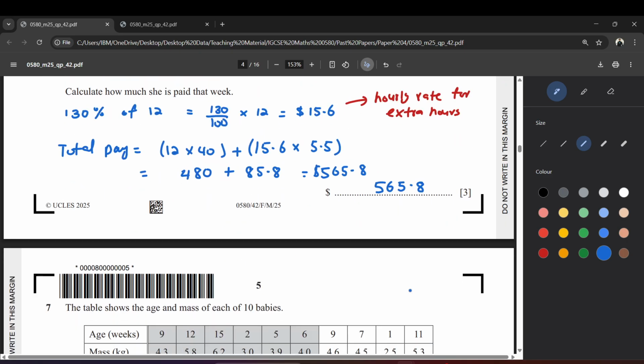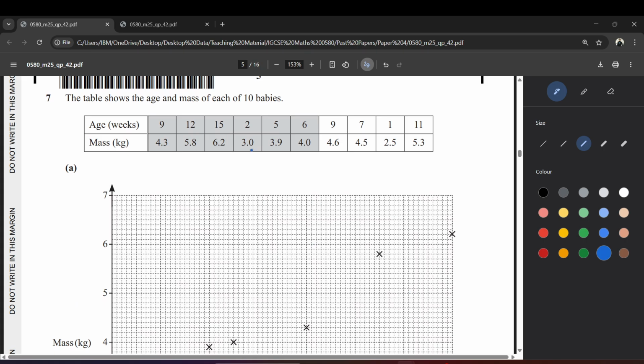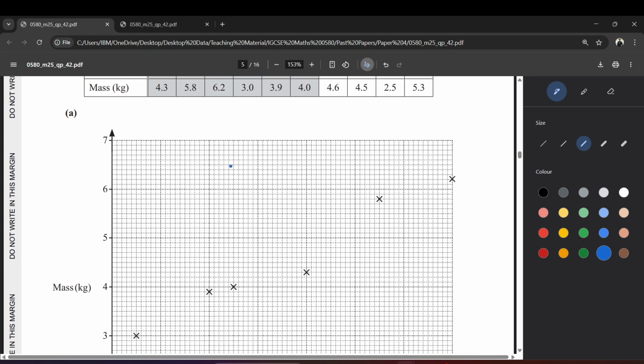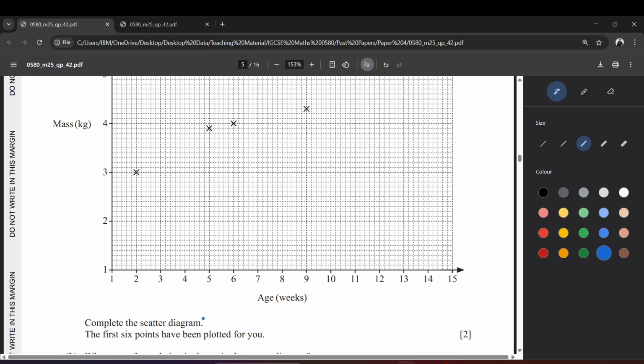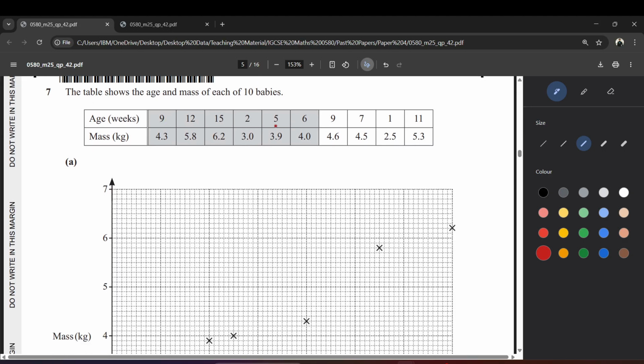All right. Number 7. The table shows the age and mass of each of 10 babies. Okay. So here you have been given the data. Complete the scatter diagram. The first 6 plots have been plotted for you. Okay. Let's see. So the first 6 points are already plotted on the diagram. So you need to plot the remaining 4 plots.